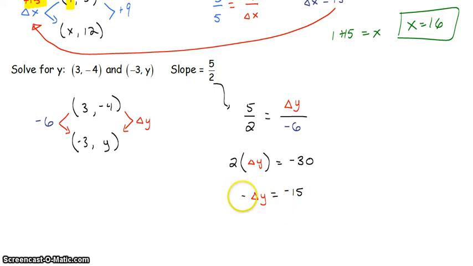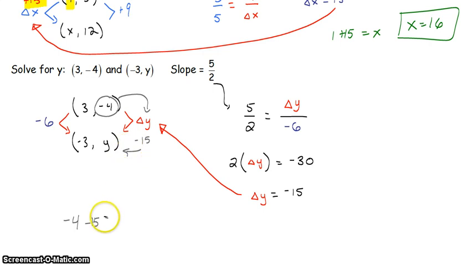So we take that and substitute into my diagram up here, but it's negative, so I'm going to subtract 15 this time. That means if I start at negative 4 and I subtract 15, I will get to y. Negative 4 minus 15 means y equals negative 19.